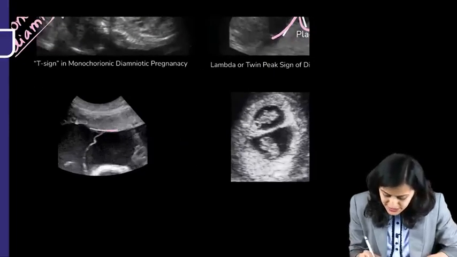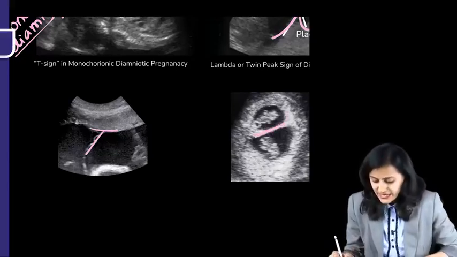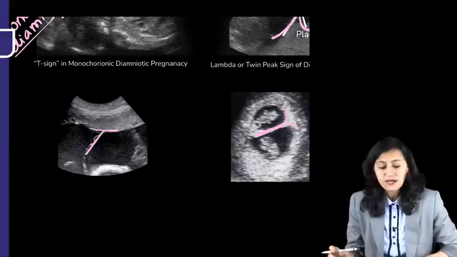So look at this one. This is the T sign here. And the thick membrane tells me that this is dichorionic diamniotic. That gives the lambda sign.